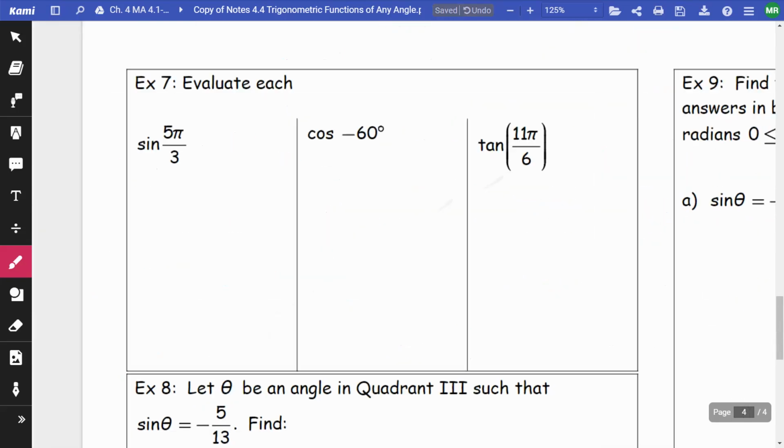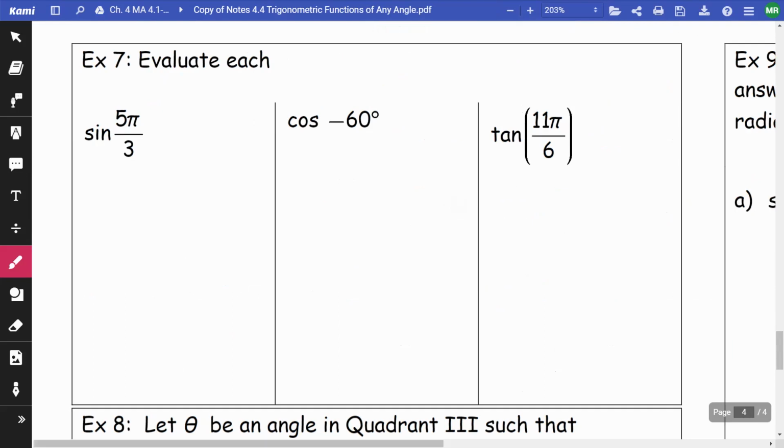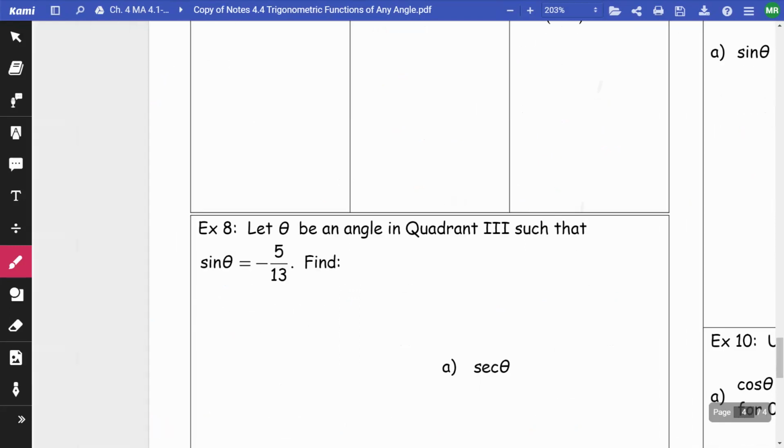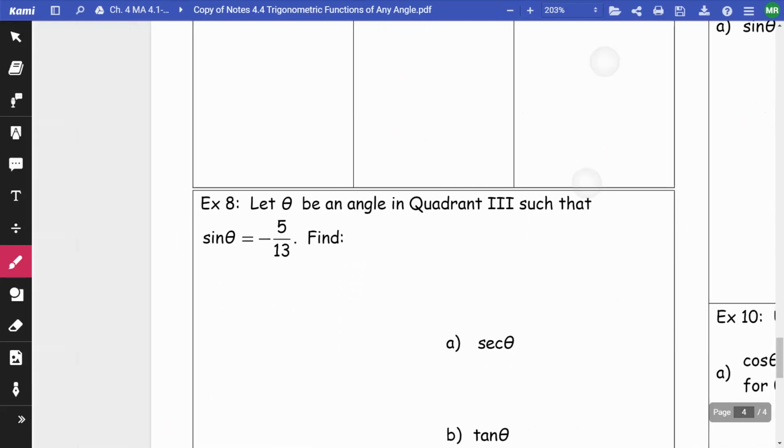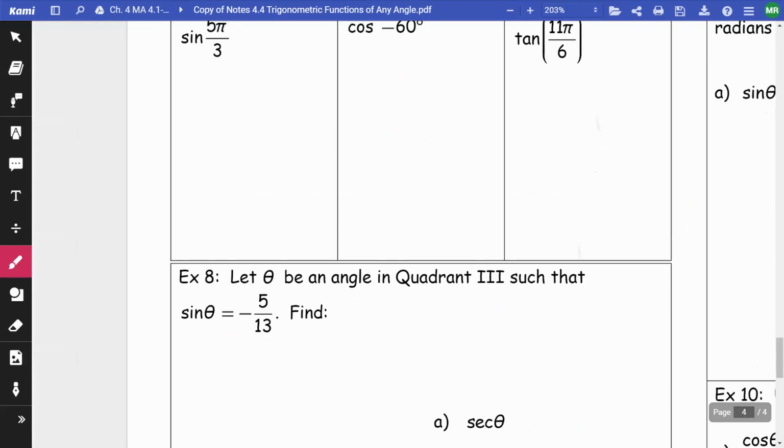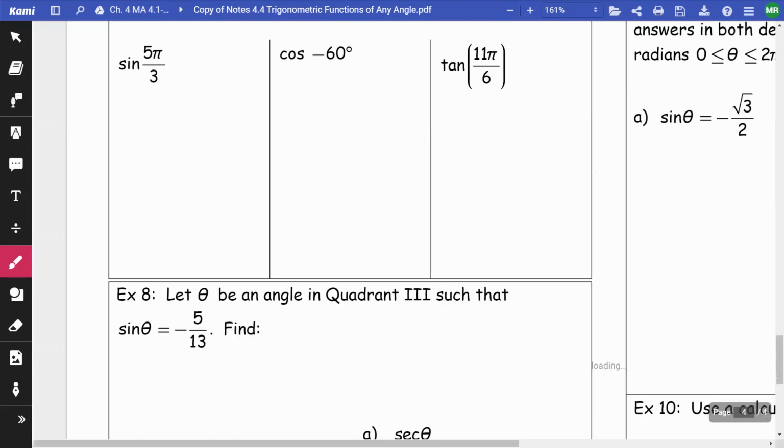Now, the next idea here, they're having us evaluate this. So in this section, we're talking about radians, we're talking about degrees. We're using the unit circle if they're giving us these angles in terms of radians or degrees. Or maybe we have ones like this where maybe I'm not dealing with a unit circle, but I am dealing with a circle with a different radius.